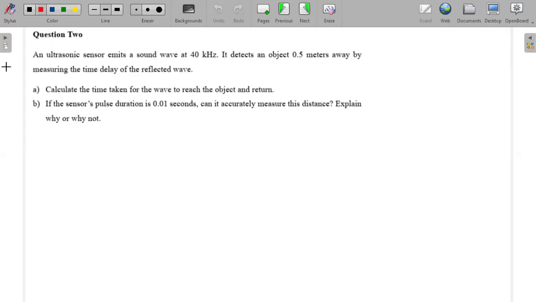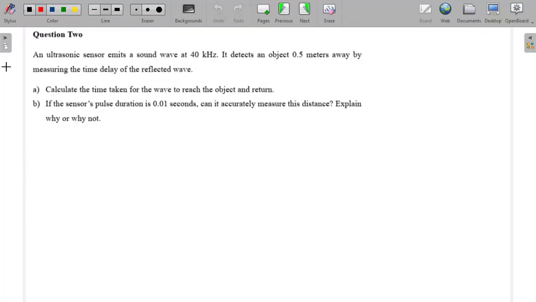Okay, so when they are talking about the reflected wave, it's the same principle that we used when we were talking about an echo, because even an echo is a reflected sound wave. Now, what are they telling us here? They're telling us about measuring the time delay of the reflected wave, which means there is a wave that has been reflected in this particular manner. So there are two questions again. Question A is saying, calculate the time taken for the wave to reach the object and return.